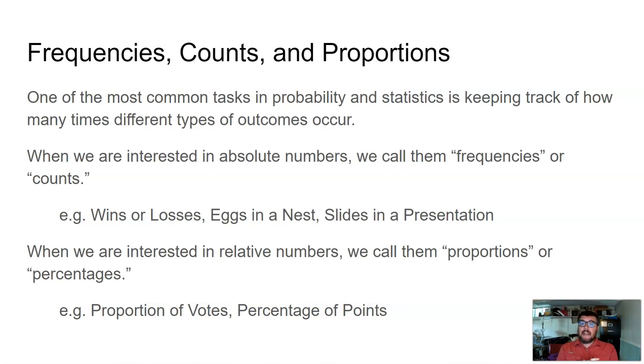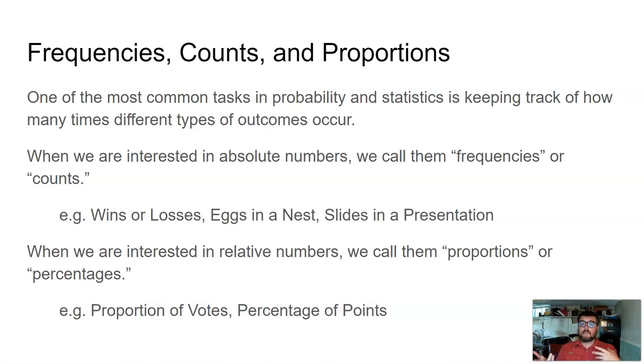When we're interested in the absolute number of times outcomes have occurred, we call those frequencies or counts. So the number of wins or losses for a team, number of eggs in a nest, number of slides in a presentation, those are going to be counts or frequencies. So you could say how many slides with graphics versus not graphics. You could say 8 slides with graphics and 2 slides without. Those would be frequencies. Talk about relative numbers, we call them proportions or percentages.